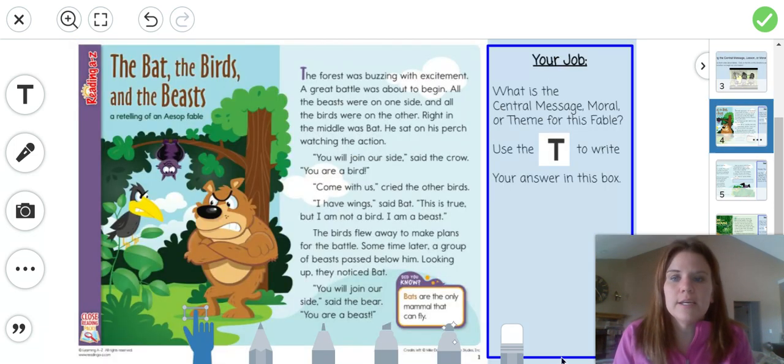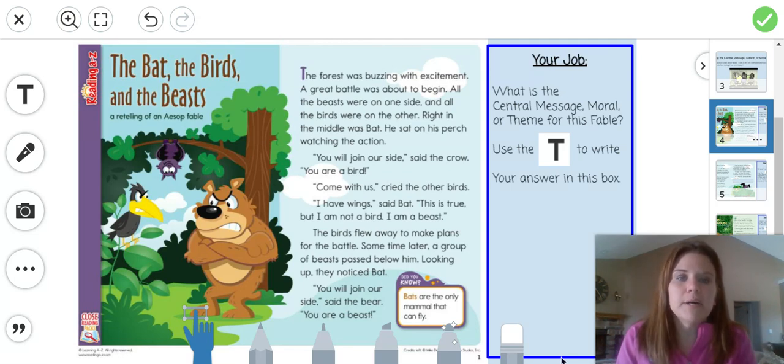Our story today is a retelling of Aesop's fable. Remember, Aesop was a famous fable writer over 2,000 years ago, but his stories are still retold today. So this is a retelling, so it might be a little bit of a different version of the story, but it still has a lot of the same parts. So it's called The Bat, the Birds, and the Beasts.